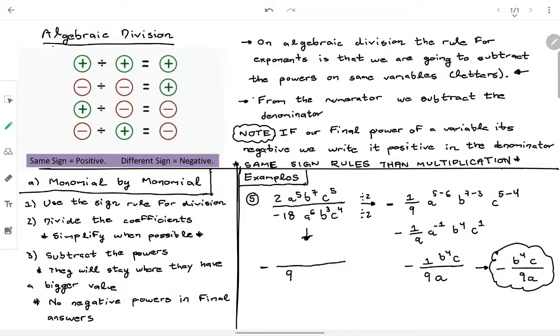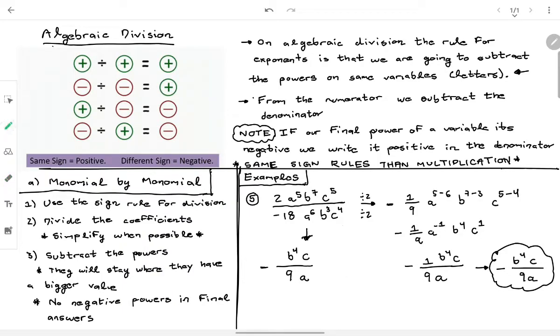Then we are going to use the letters. So a, it's bigger on the bottom part than on the top part because it has 6. So it will be 6 minus 5. It's going to be only 1 in the denominator. Then on the next one is 7 minus 3. So it's going to be b to the 4th on the top part. And c is also bigger on the top part. 5 minus 4, it's only 1. So it will be something like this.